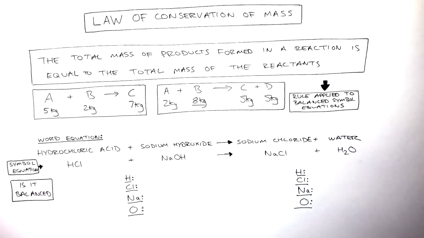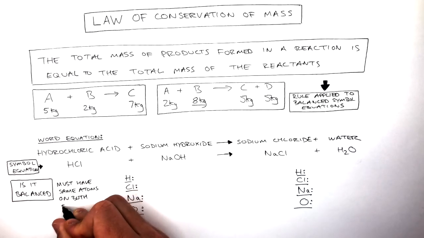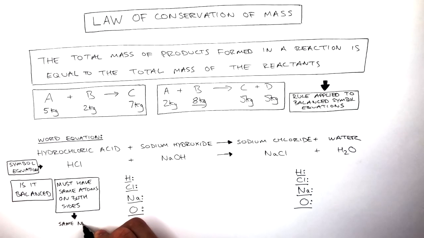Underneath the reactants and products, we then write the elements involved in the chemical reaction, making sure they're on the same row. For a symbol equation to be balanced, it must have the same atoms on both sides, and there must be the same number of atoms on both sides as well. We're now going to count the number of atoms to check if this equation is balanced.